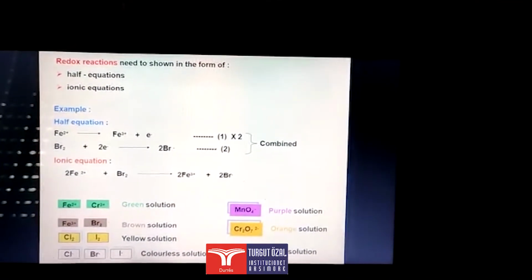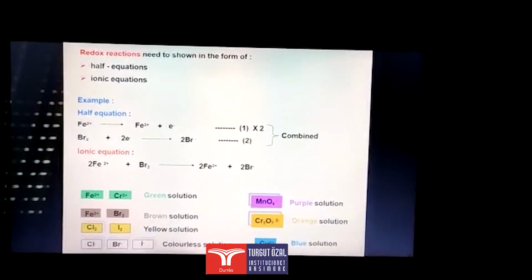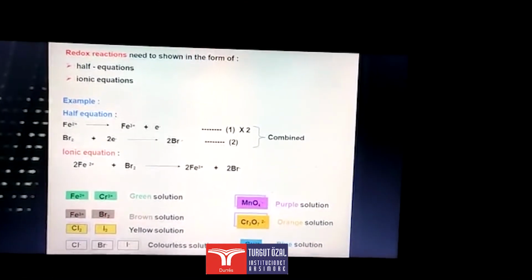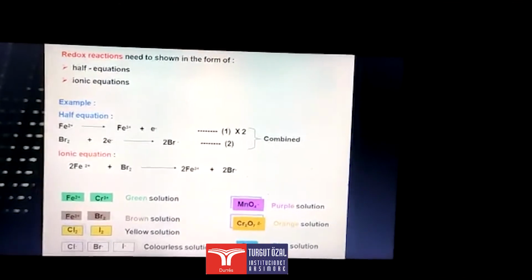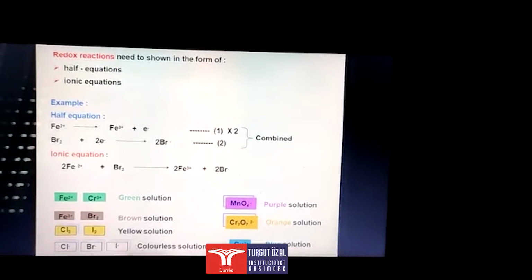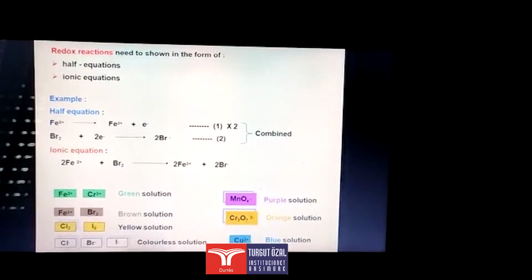Redox reactions need to be shown in the form of half equations and ionic equations. The half equation is Fe2+ gives Fe3+ plus 1 electron. Br2 plus 2 electrons will give 2 Br-. The ionic equation will be 2 Fe2+ plus Br2 will give 2 Fe3+ plus 2 Br-.